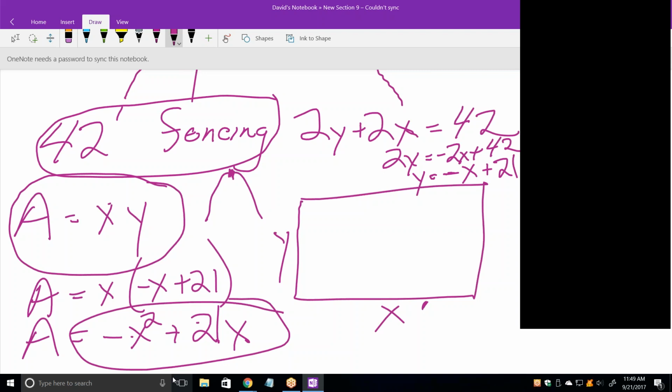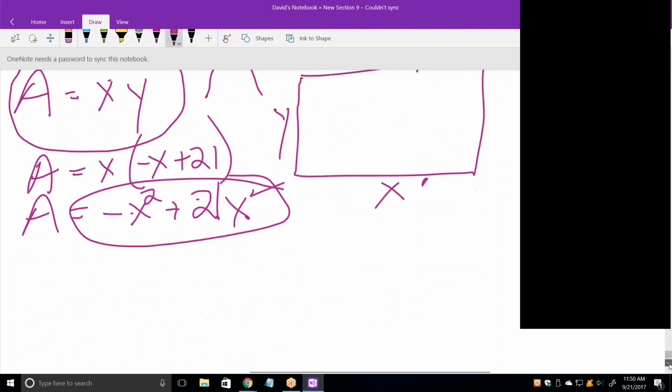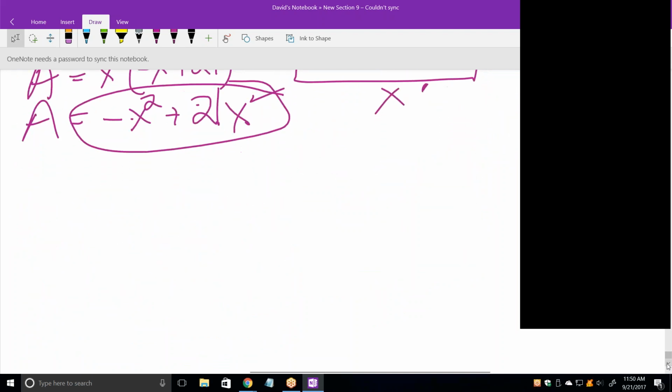Okay. How do you find the vertex of that quadratic? Do we need to graph it here? Because it doesn't say we need to. We just need to find the equation. You don't need to. You can use pure mathematics without graphing it. And the only thing I really need is the vertex.